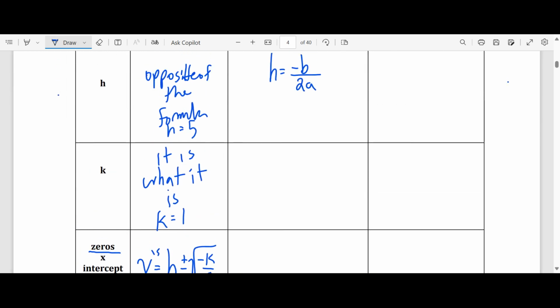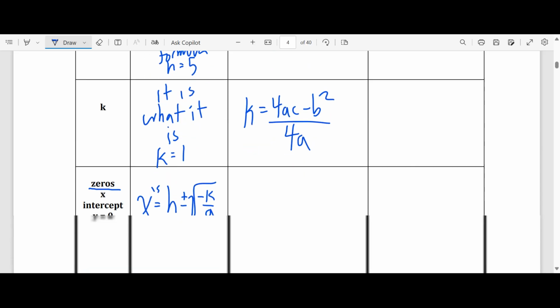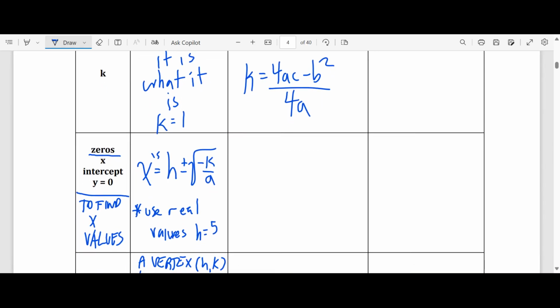So my K parameter, when I'm dealing with this, my K is equal to 4AC minus B squared, all divided by 4A. This one you have to use everything. And then the one down here, you've used this before. It looks ugly, right? X, how do I find it? Negative B plus or minus the square root of B squared minus 4AC, all divided by 2A. You've seen that before.